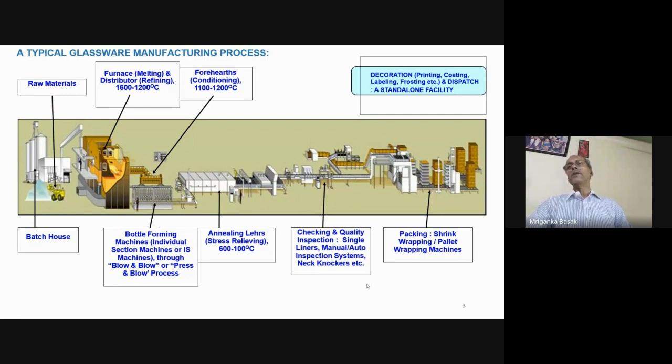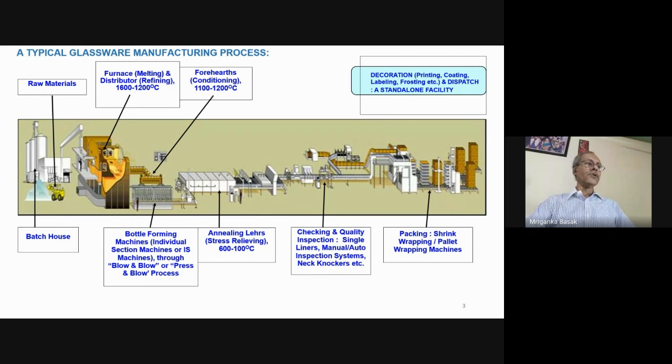However, there is an exception too. In certain cases, there are two machines together, which are called tandem machines, which are fed by a single forehearth. That is also possible. However, for the sake of this discussion, we'll consider there is one forehearth for one machine. Means one furnace has one distributor, but multiple forehearths and multiple forming machines.